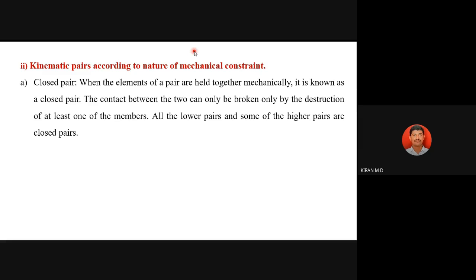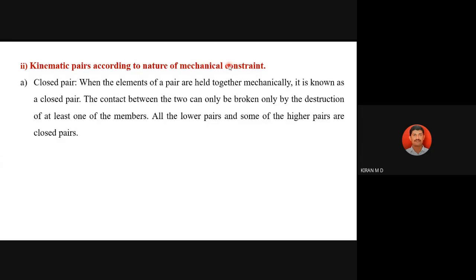Completely constrained means it always has the contact due to some reason. For example, a piston inside the cylinder. It always has the contact, right? Is it clear?